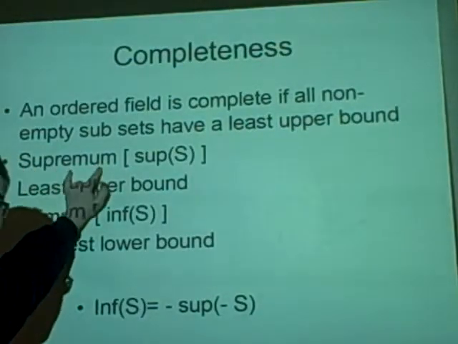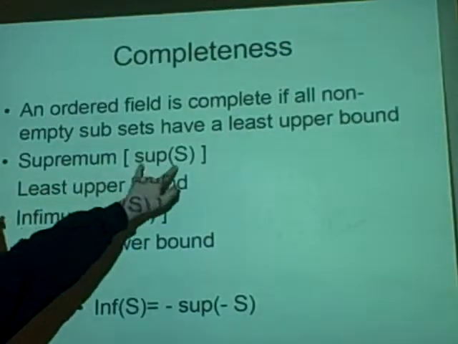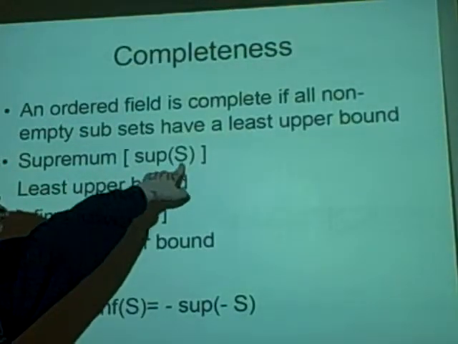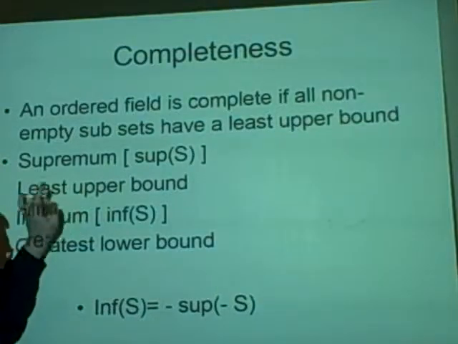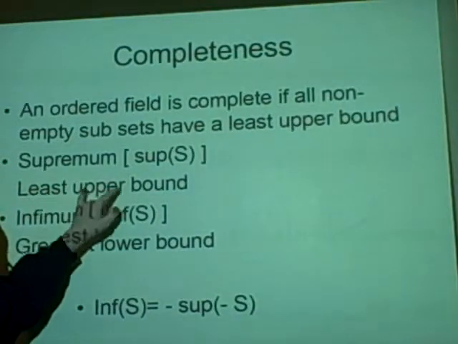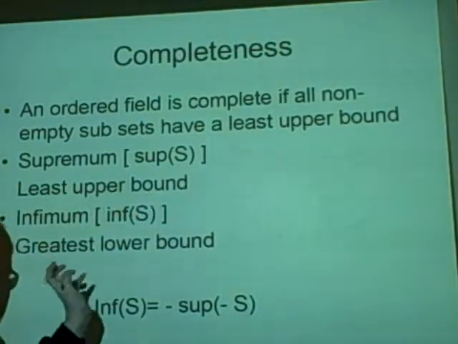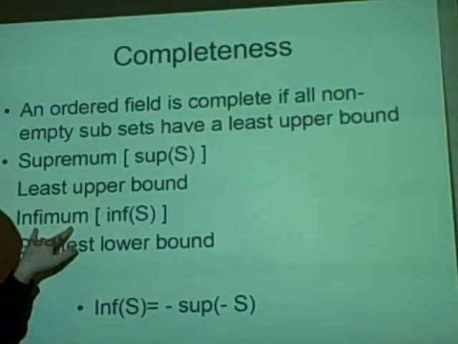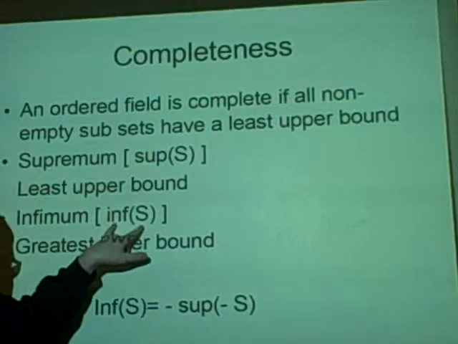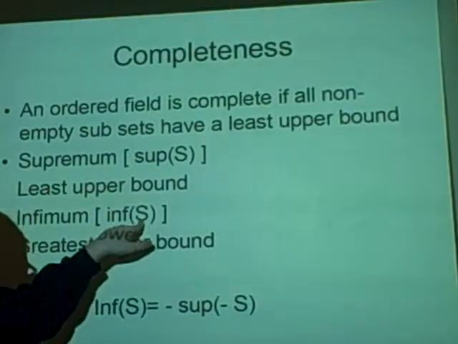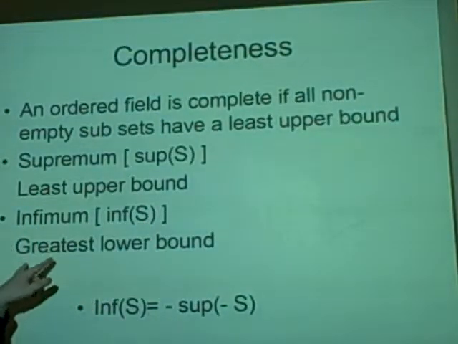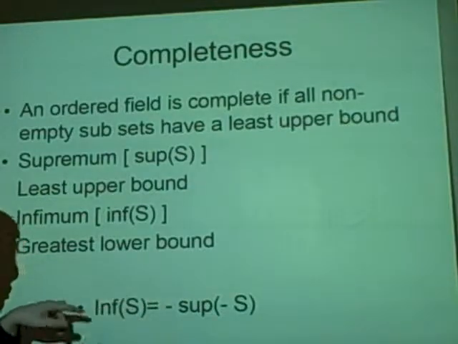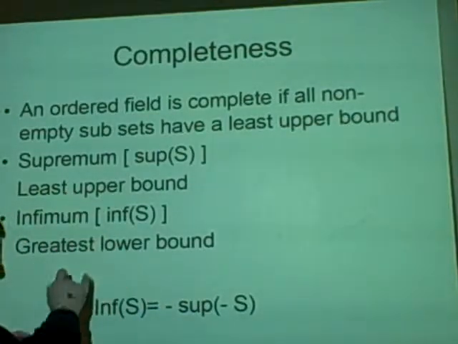The first was the supremum, which is represented as sup of the set. This is the set S, and this is known as the least upper bound, and I'll go into that a bit later. And the other one that was introduced was the infimum, and this is represented as inf S, where S is the set, and that's the greatest lower bound. So you've got like the opposite there, haven't you?